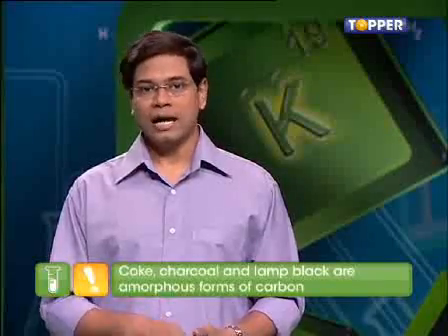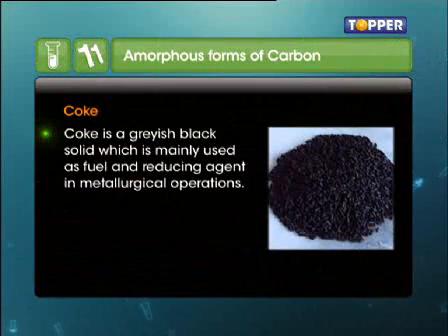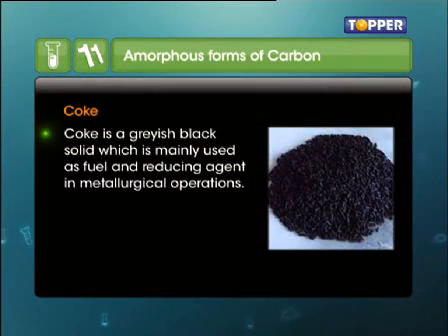We have discussed crystalline forms of carbon, graphite, diamond and fullerenes. Let us now discuss amorphous forms of carbon. Coke, charcoal and lamp black are all amorphous forms of carbon. Lamp black is also known as carbon black. Let us first start with coke. Coke is a grayish-black solid which is mainly used as fuel and reducing agent in metallurgical operations.